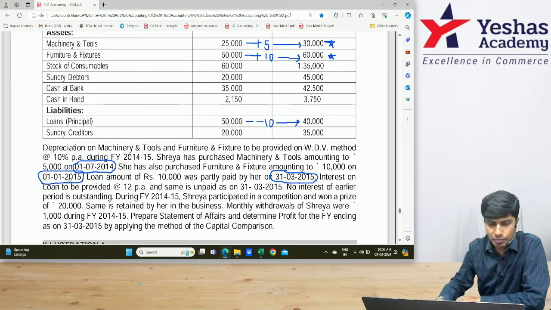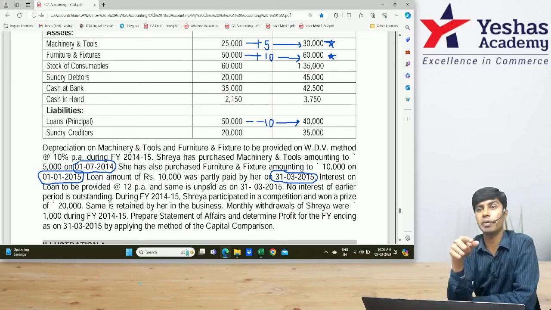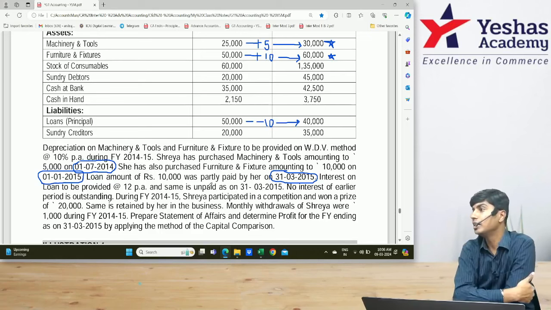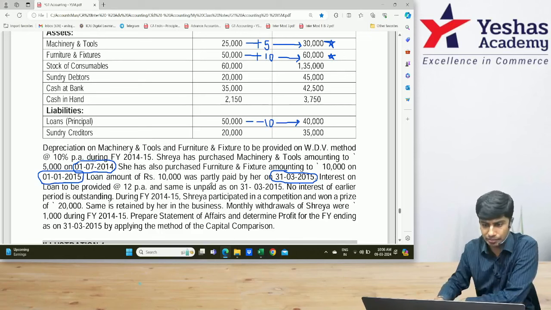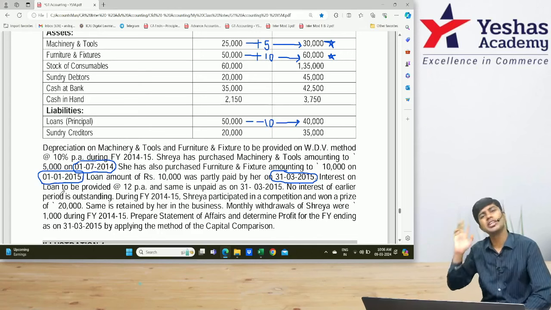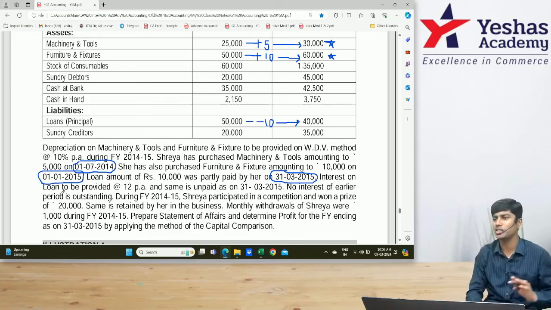What do you have after that? Interest on the loan is to be provided at 12% per annum, and the same is unpaid. What do you mean by the same is unpaid? That interest is not paid. It will become outstanding interest and it will appear in the balance sheet as a liability, on the liability side. Then, no interest of earlier period is outstanding, meaning there is no opening outstanding. Only this year's interest is outstanding.